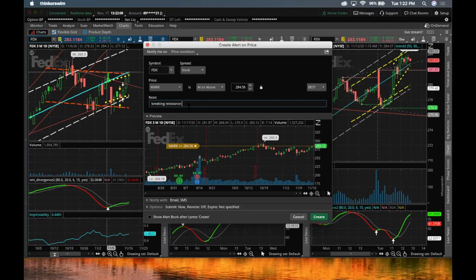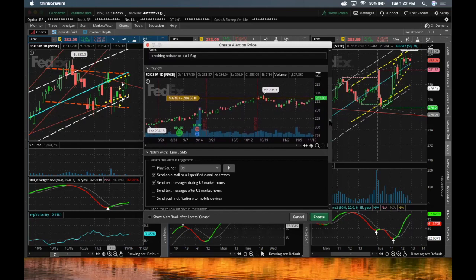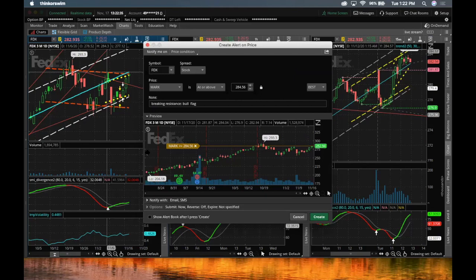So breaking resistance, based on this whole pattern, I would assume that this is some kind of bull flag. Bull flag. So we have to enable. You can have it play a sound for you. You can have it send an email to you. You can have it send a text message to you. It can have push notifications. You name it.